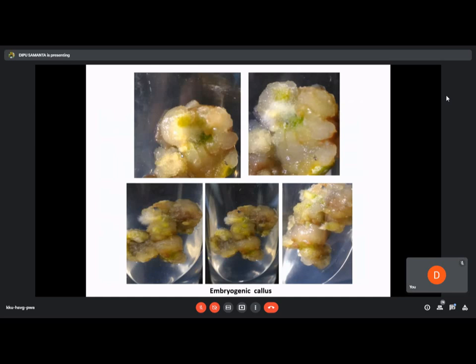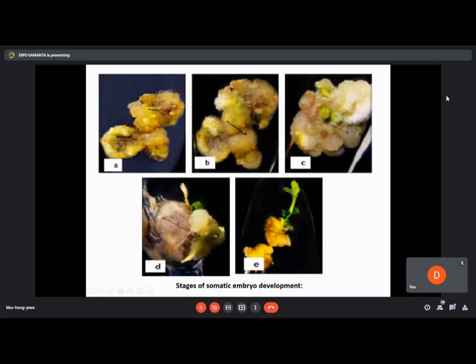Here I am showing some of the embryogenic callus. From this callus, there are so many structures found, that is, globular stage, heart-shaped stage, torpedo stage, and bipolar stage. In the arrow marks, I have indicated that this is the globular stage, this is the heart-shaped stage, this is the torpedo stage, and this is the bipolar stage. From this kind of structure, the whole plantlet can be regenerated. So these are the examples that I have. The photographs show somatic embryogenesis in Bacopa monnieri.